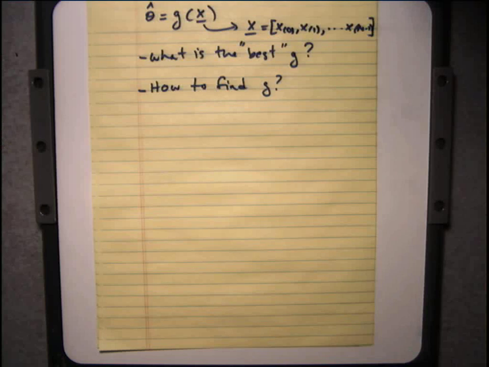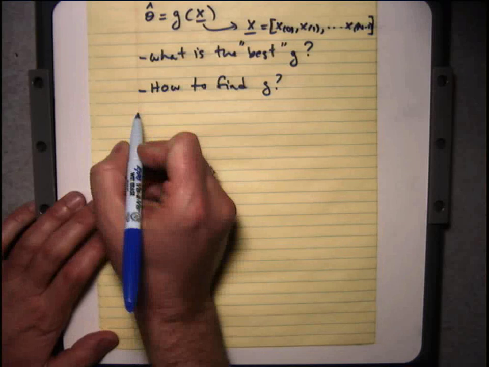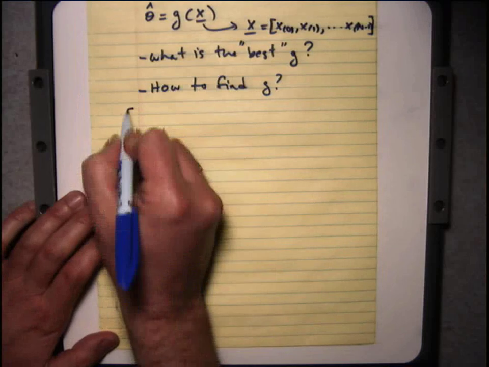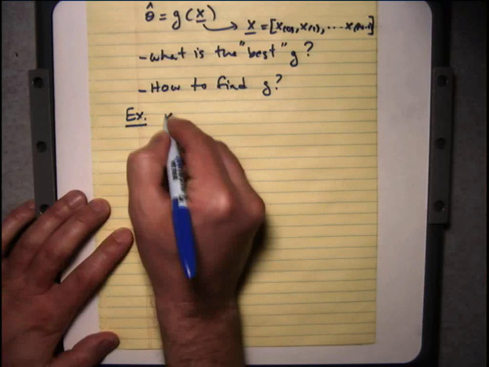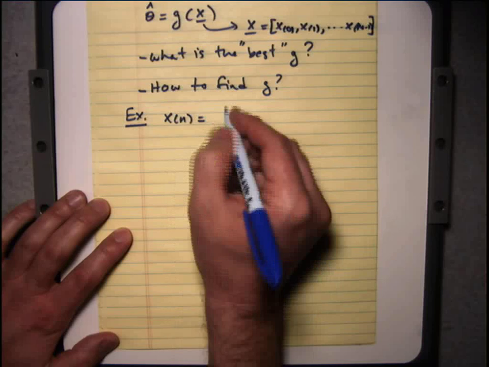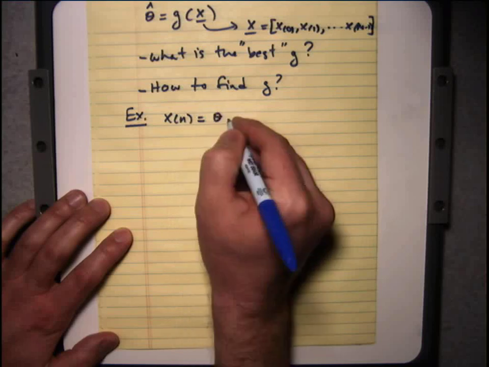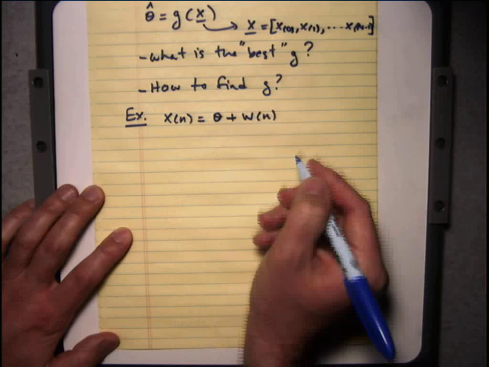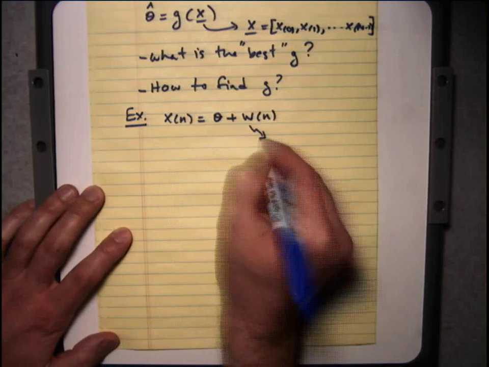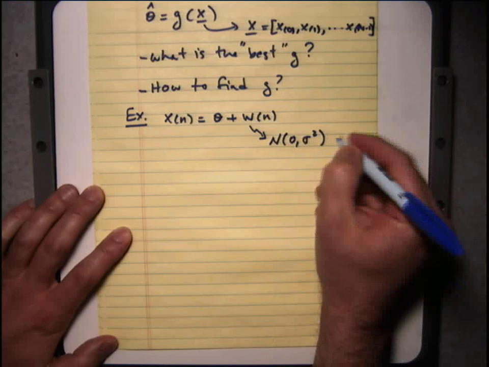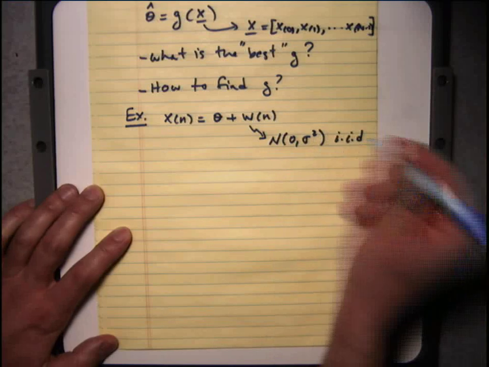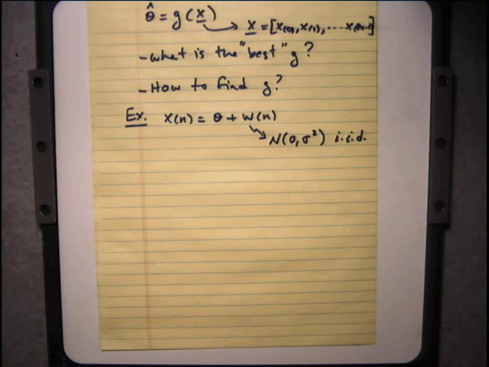Okay, so let's take a look at one particular example, like the one that I just showed you before, and let's see how one might go about finding how to estimate a parameter. So suppose you have a scenario like this. You measure a bunch of data X, various samples of it, and these are equal to some constant plus noise. Okay, and now let's suppose that this noise here is Gaussian with zero mean and sigma squared variance, sampled independently and identically from this distribution. Okay, IID.